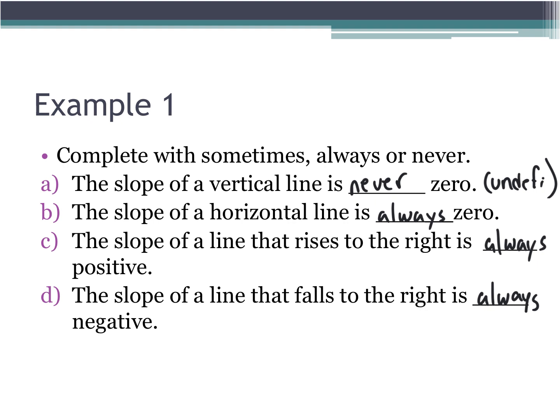Now, if it helps, some people are visual learners. So the slope of a vertical line, remember the guy's falling off the cliff. Horizontal, he can walk. There's no incline, so 0. It rises to the right, and if it rises, it falls to the right. Just keep that in mind. If you need to draw it, please go right ahead.